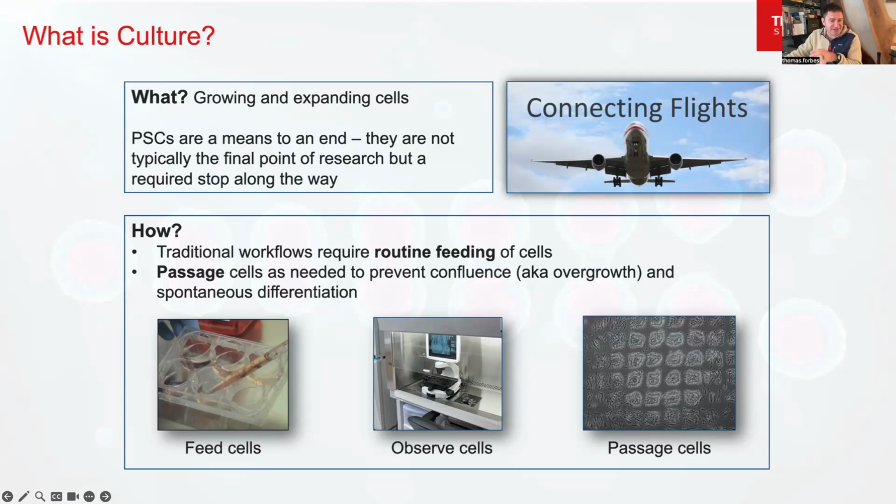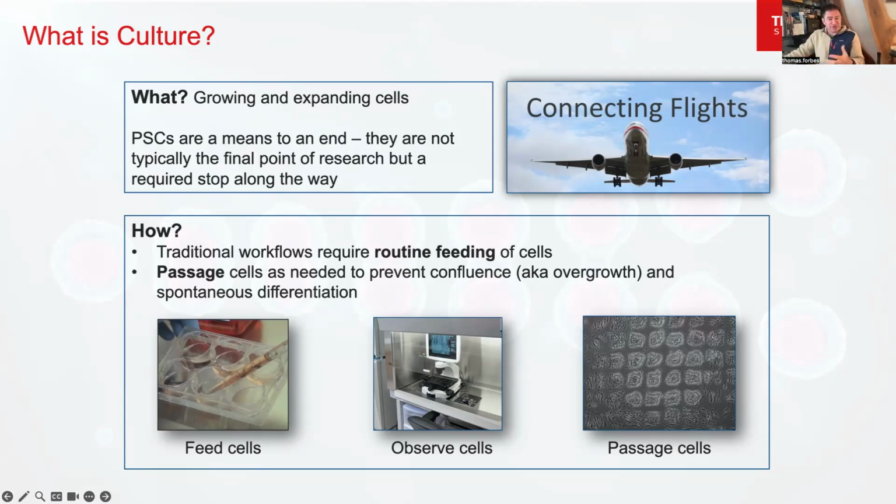So I think a nice analogy that I was taught here is to think of cell culture as a connecting flight, if you will, in that they typically aren't the final destination of our research, not always anyway, but rather a tool that we use along the way to help study and improve upon all those different applications, some of which we just talked about.